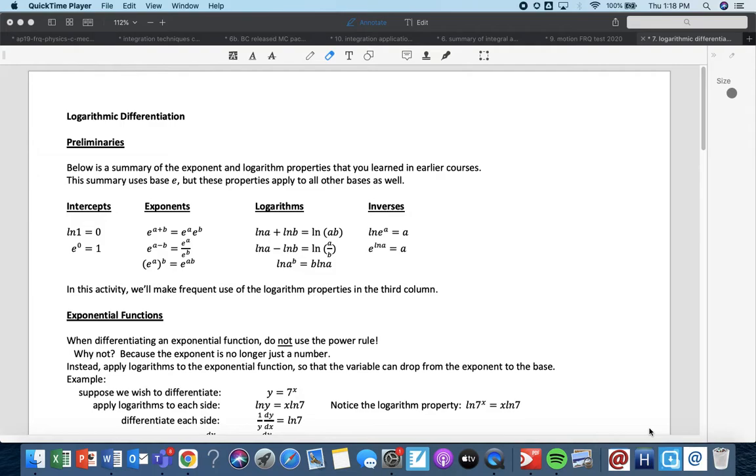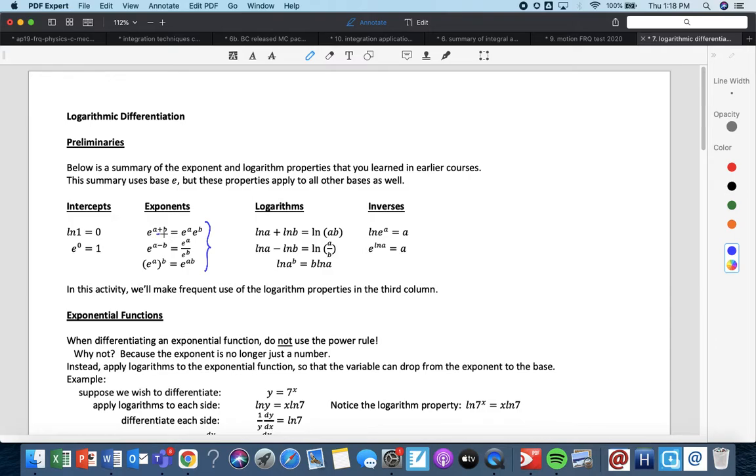Learn how to take derivatives using logarithms. And in order to do this, we'll have to remind ourselves of some properties of exponents and logarithms. So let me go over those just briefly. So over here in this column, I have some properties of exponents.